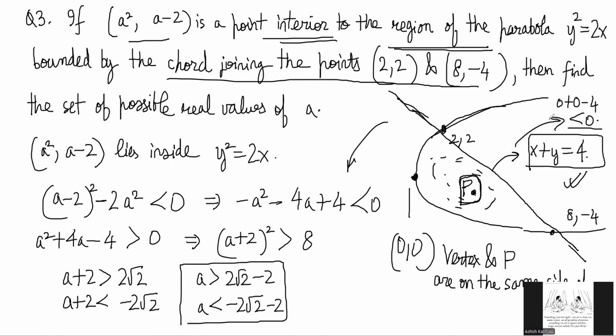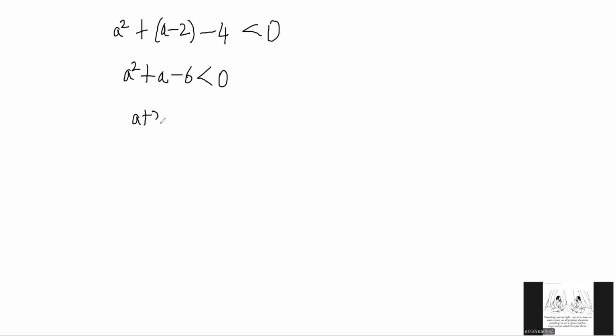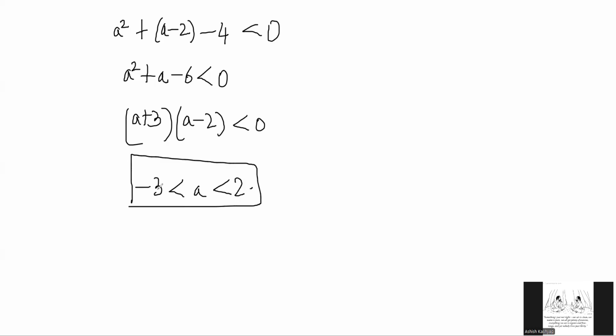Now we have another relation from here. We will say that a square and a minus 2, when you put them in this line equation, it will come out to be negative. Let me do it on the next page. You get a square plus a minus 2 whole square. a square plus a minus 2 minus 4 should come out as negative. This is a square plus a minus 6 is less than 0. And from here we get, by simple factorization, a plus 3 and a minus 2 is less than 0, which means minus 3 is less than a is less than 2, right? So this is what we are getting from here.